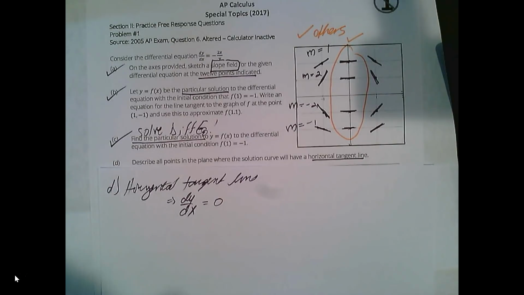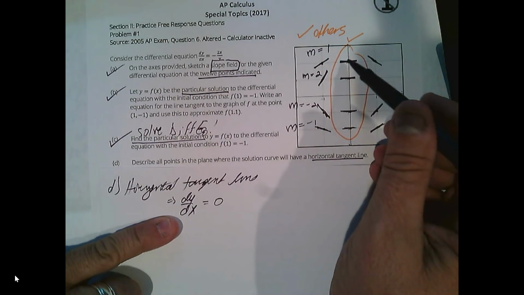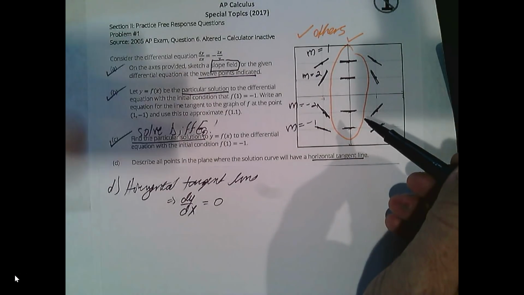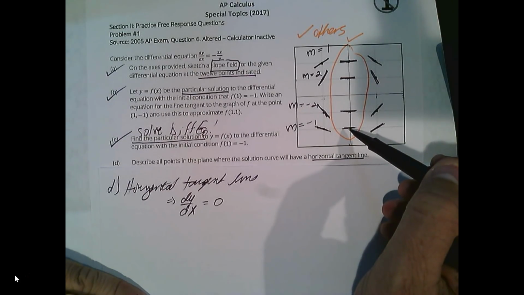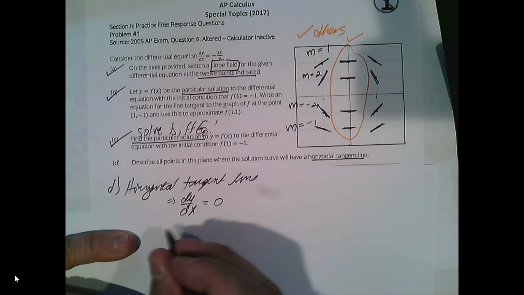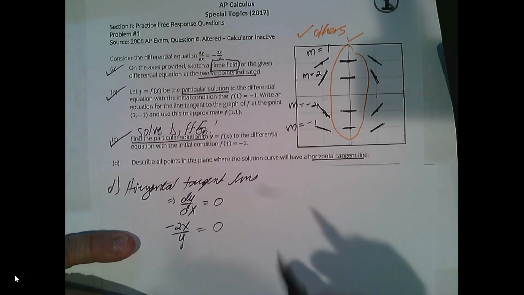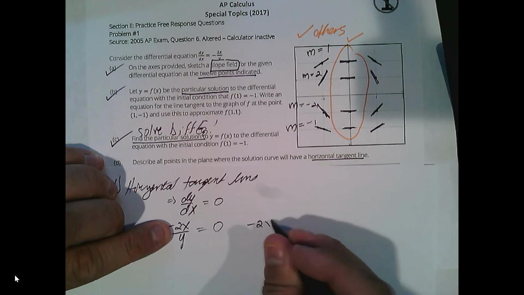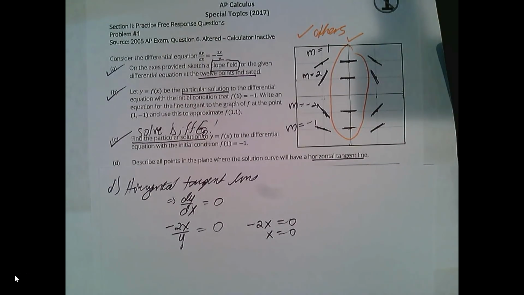Now, a common mistake, such a common mistake, kids are going to say, oh, I made a slope field. I know where my tangent lines are horizontal. 1, 2, 3, 4 times. And they're going to list those 4 points and be done. But remember, what made these tangent lines horizontal? It had to do with the fact that your derivative was equal to 0. Specifically, the numerator was equal to 0. What we need is for negative 2x to be equal to 0, which means that x equals 0.